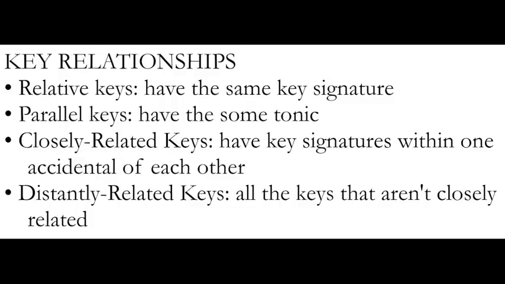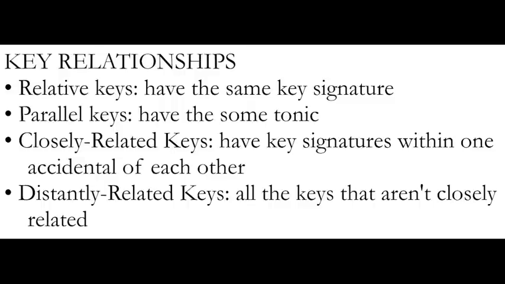This is also an idea you might be familiar with already. C major and C minor are parallel keys. E flat major and E flat minor are parallel keys. When we talk about modulation, we also talk about a new term for many of you, the idea of closely related keys. Closely related keys have key signatures that are within one accidental of each other. Okay? These are what we would call closely related keys. All the other keys are distantly related keys.